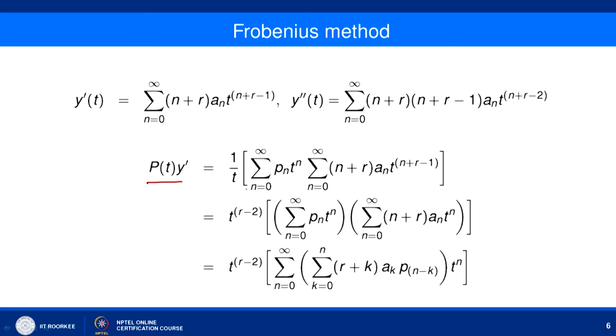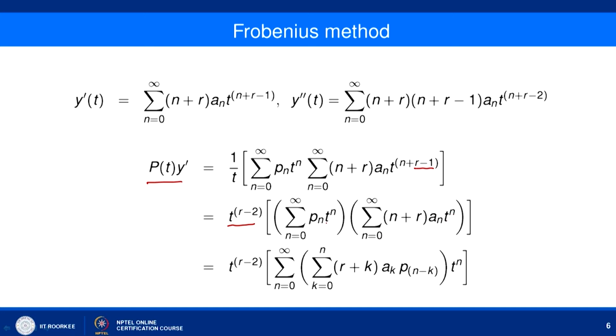So, p(t) y dash is what? It is 1 upon t, summation n equal to 0 to infinity p_n t^n. Here we already know that t p(t) has a series solution, summation n equal to 0 to infinity p_n t^n. So, p(t) I can write as 1 by t times the summation p_n t^n, multiplied by y dash t, that is the summation n equal to 0 to infinity (n plus r) a_n t to the power n plus r minus 1, which we can write as t to the power r minus 2, taking r minus 1 out, and 1 by t is already there. So, it is t to the power r minus 2 times the summation p_n t^n times the summation (n plus r) a_n t^n.